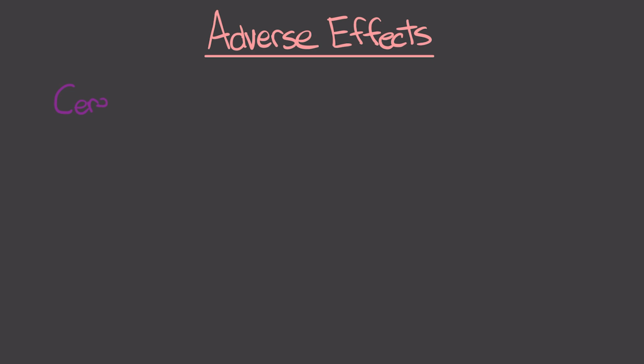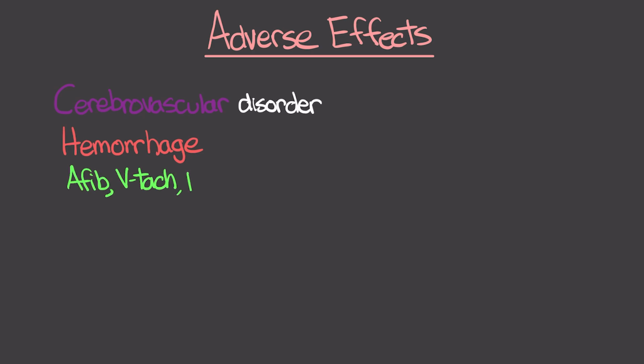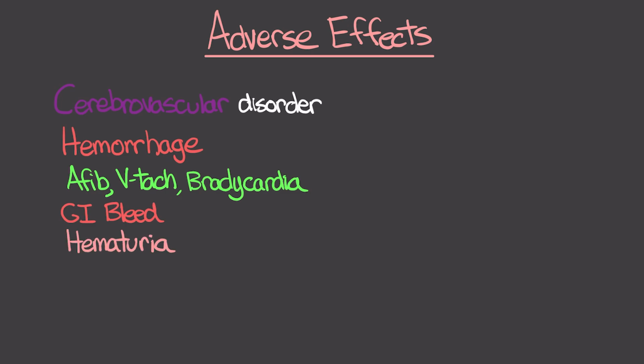Now for some of our adverse effects of this, we have our cerebral vascular accident, CVA. Hemorrhage would obviously be an adverse effect. Potentially AFib, VTAC, and bradycardia. GI bleeding, so again, this would be in the risk of hemorrhage, hematuria, bleeding in general, hemoptysis. So really most of these things are focused around the bleeding risk for the patient.